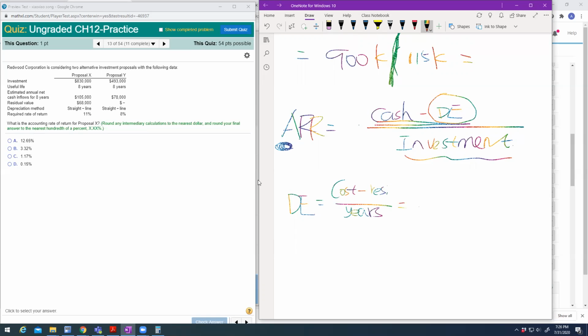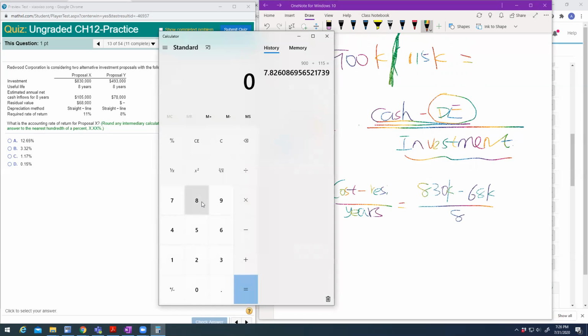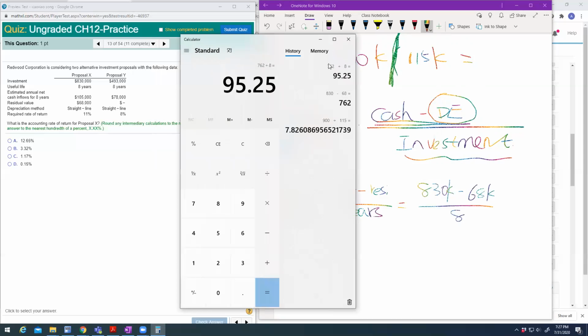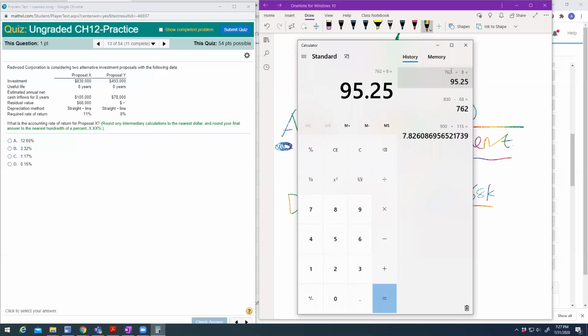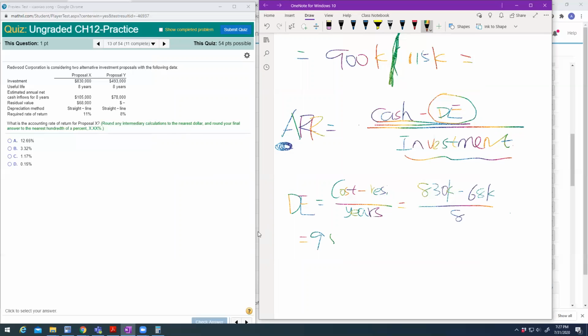Depreciation expense is your cost minus your residual, divided by years. So your cost is 830,000, and our residual is 68,000. And then how many years we can use it for, 8 years. So your depreciation expense every year will be 830 minus 68, and then we divide it by 8 years. So every year is 95.25. But they said round this to the nearest dollar, so it will be $95. So this is your depreciation.